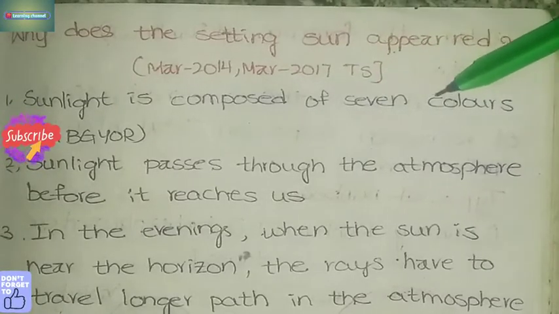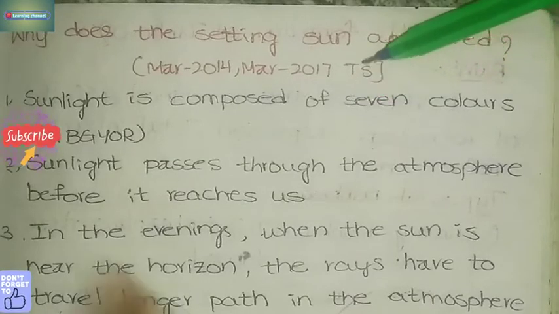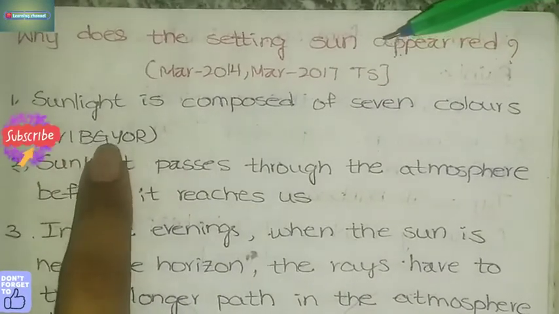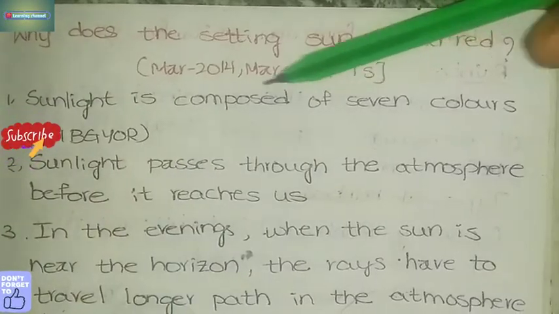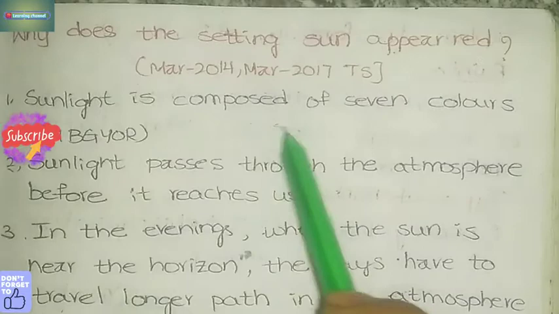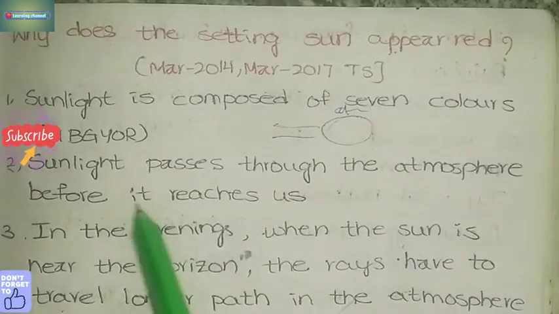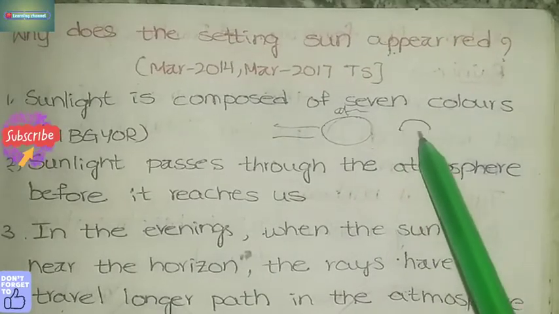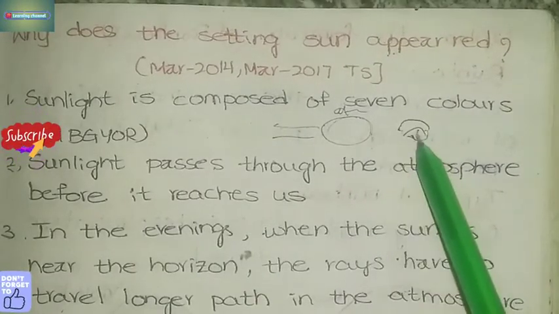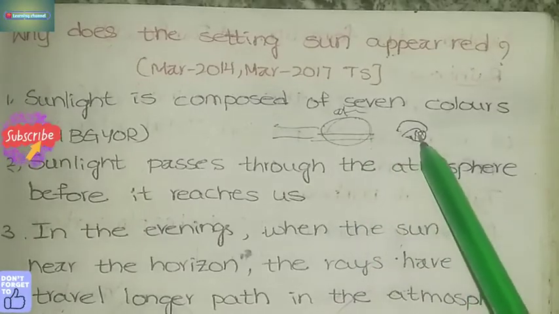Sunlight is composed of 7 colors. They are violet, indigo, blue, green, yellow, orange and red. Sunlight passes through the atmosphere. So when sunlight comes, it has to pass through the atmosphere before it reaches our eye.